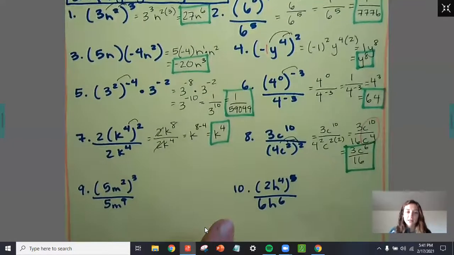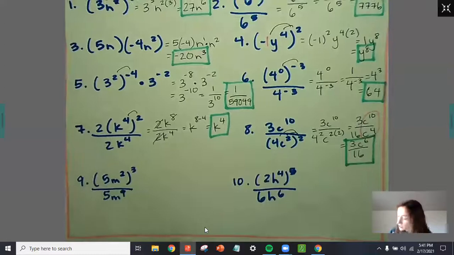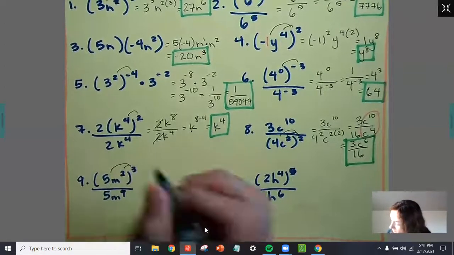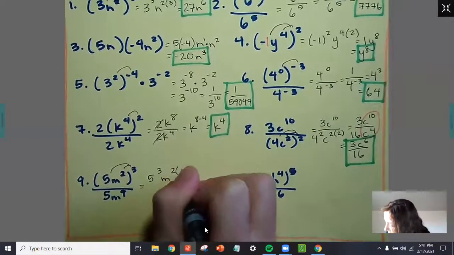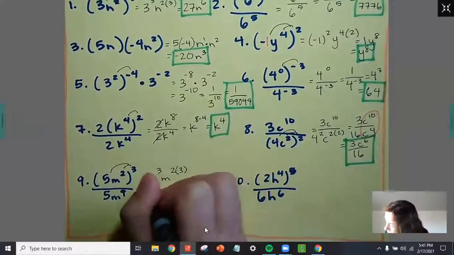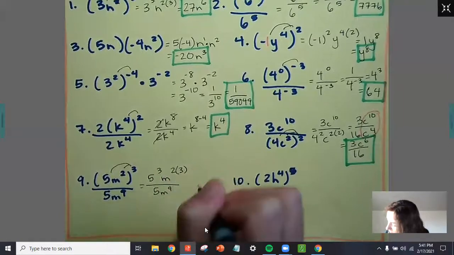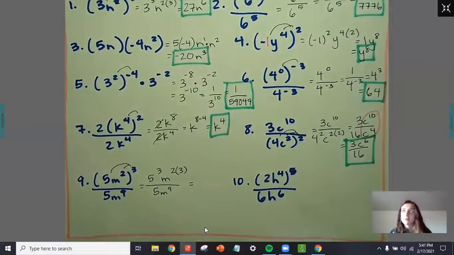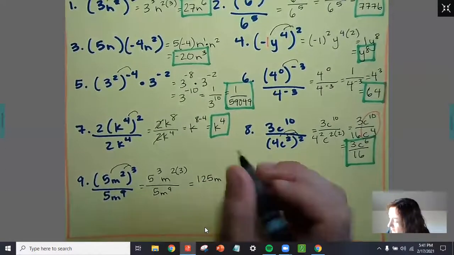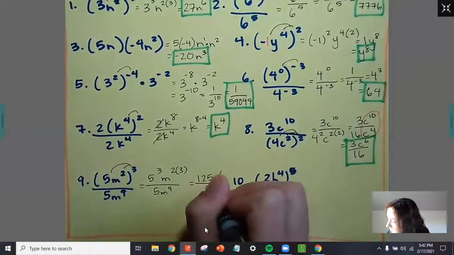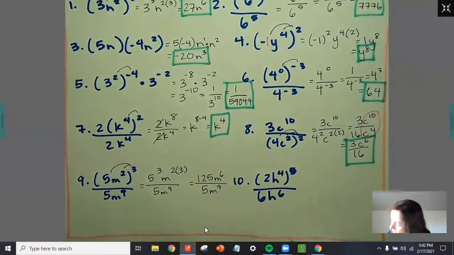Okay, we're on to the last 2 examples here. So here I'm going to distribute the 3. We're going to get 5 to the 3rd times m squared to the 3rd over 5m to the 9th. 5 to the 3rd, 5 times 5 is 25. 25 times 5 is 125. So we're going to get 125m, and then 2 times 3 is 6. So m to the 6th. And this is all over 5m to the 9th.